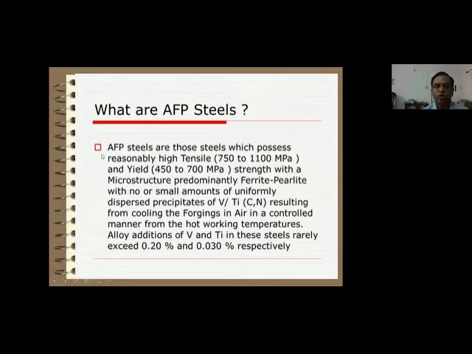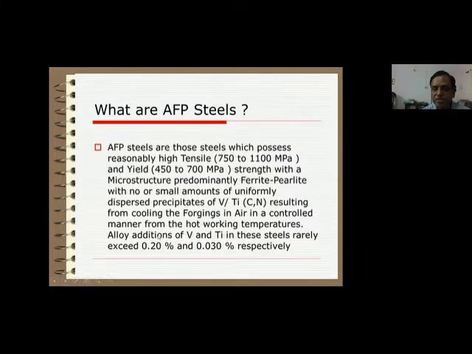So for the AFP steels, those steels which possess reasonably high tensile strength in the range of 750 to 1100 MPa (megapascal) and yield strength 450 to 700, with a microstructure predominantly ferrite and pearlite with no or small amount of uniformly dispersed precipitates of vanadium or titanium, those resulting from cooling the forging in air. That is, by virtue of the proper cooling in the forging, we get vanadium carbonitride precipitation, which gives the proper strength and proper microstructure to the component.